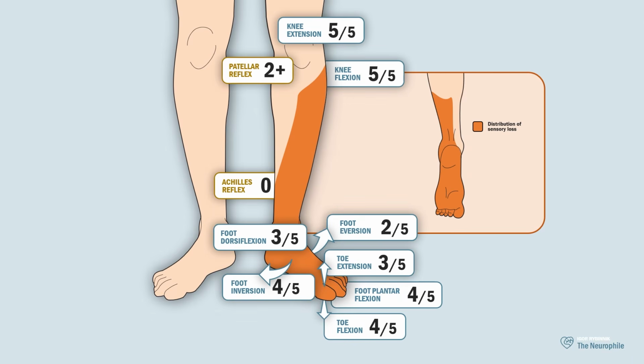What about our patient? He had weakness of ankle dorsiflexion and plantar flexion, toe extension and flexion, foot inversion and eversion. The Achilles reflex was absent, but the muscles at and above the knee were totally fine. He had sensory loss over the posterior lateral leg, the dorsum of the foot, and the sole. He also had some radicular back pain. So, what's injured?